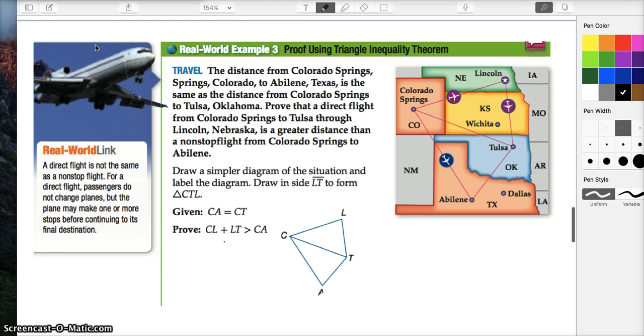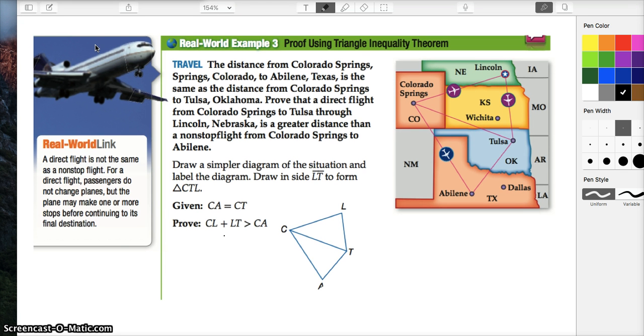Okay, so finally we come to example 3, which is another not so real world example, but it's not terrible actually. There's a lot of information here, and I hate to be one who's not going to read, because I found myself reading this over and over again. So here's the gist of it. We need to prove that the length of these two flights is greater than this one.